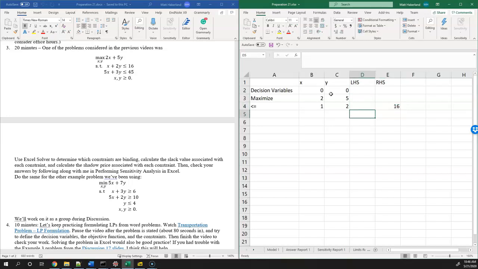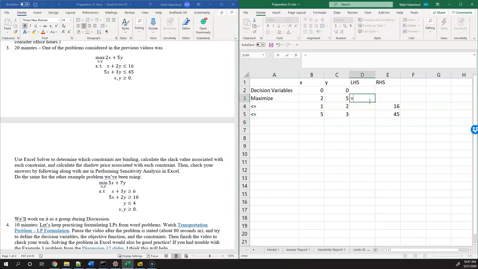The next constraint is also a less than constraint: 5x plus 3y, whatever we evaluate, has to be less than or equal to 45. And then finally, we have that x and y are both greater than or equal to 0. These otherwise are unconstrained, so I'm going to let Excel Solver take care of that for me. We'll see how we can set the option.